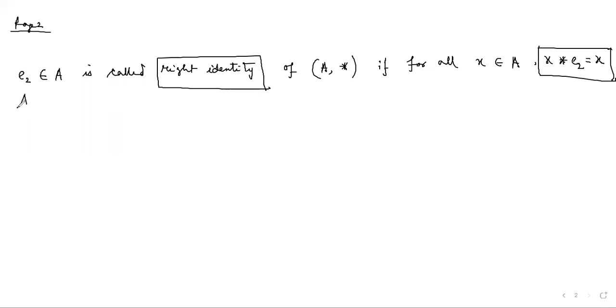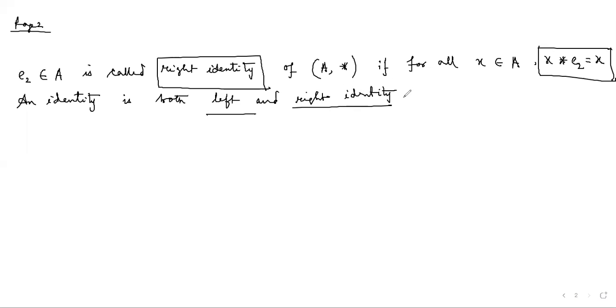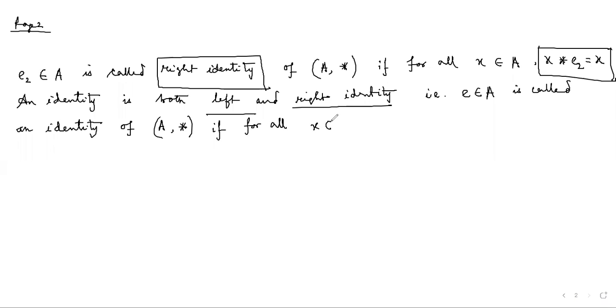Okay, an identity is both left and right identity. When we talk about identity element, we have to understand that it is both left identity and right identity. Okay, that is, E belonging to capital A is called an identity of A star if for all x belongs to A, E star x equals x star E equals x.